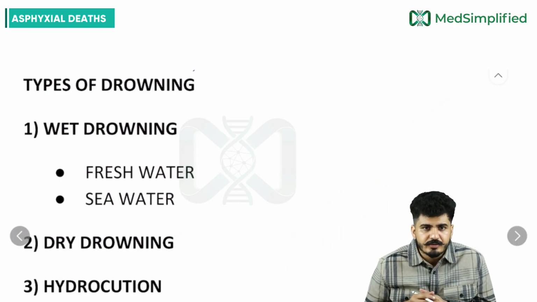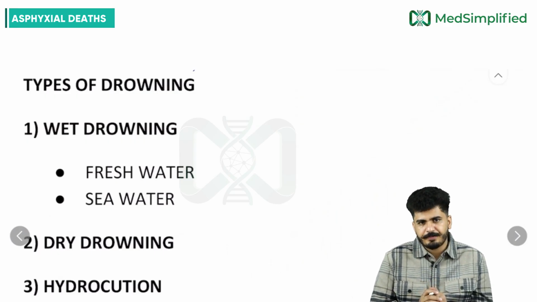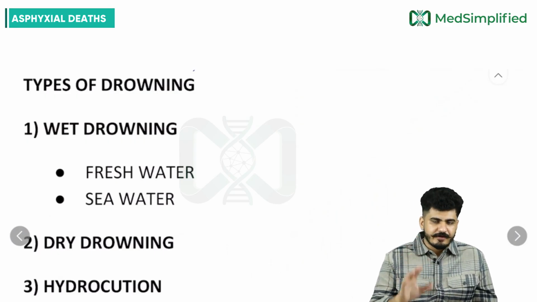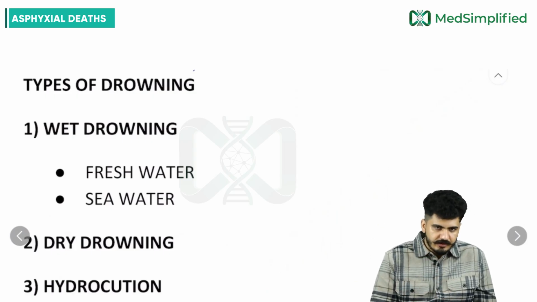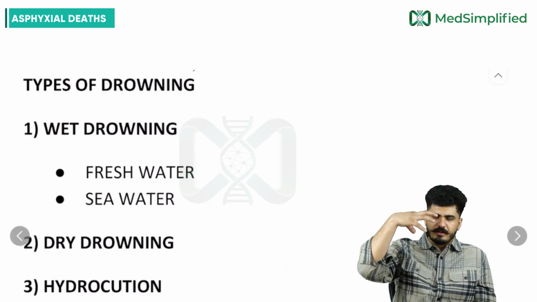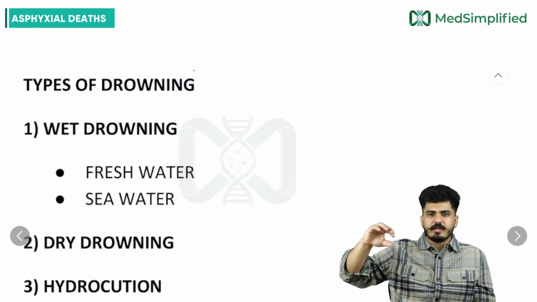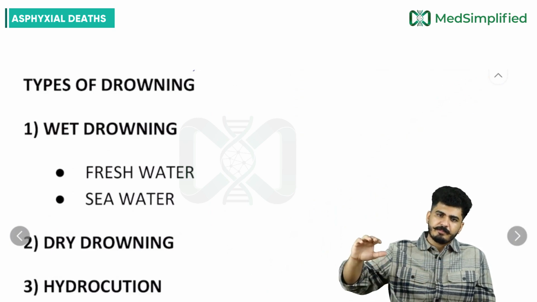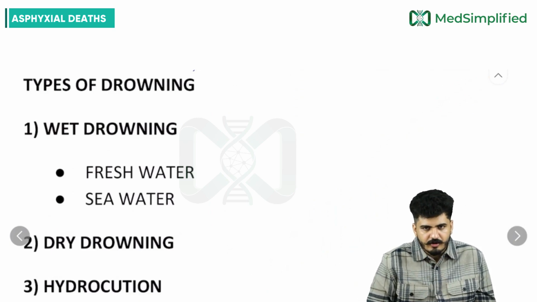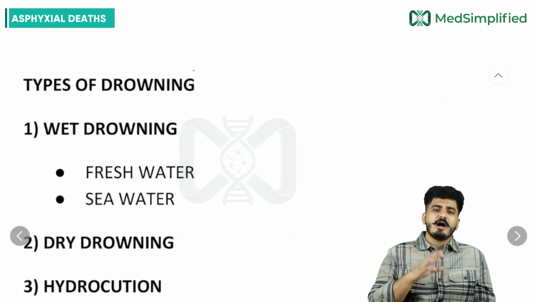Now we talk about drowning. Drowning can be in fresh water and sea water. Fresh water has a different cause of death. Sea water has a different cause of death. If we talk about fresh water, what will happen? The water will go inside the alveoli. From the alveoli, it will go into the pulmonary capillaries. Pulmonary capillaries will have a lot of blood. A lot of blood can lead towards hypervolemia.